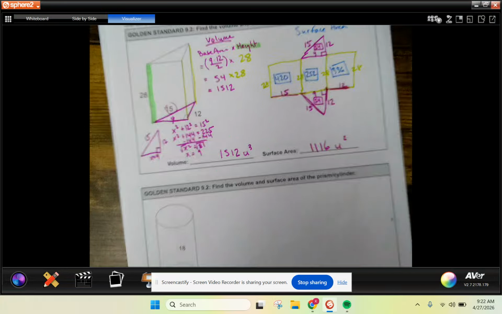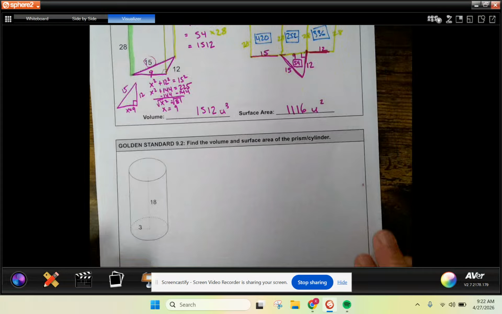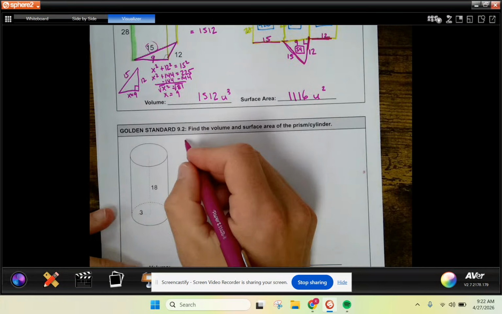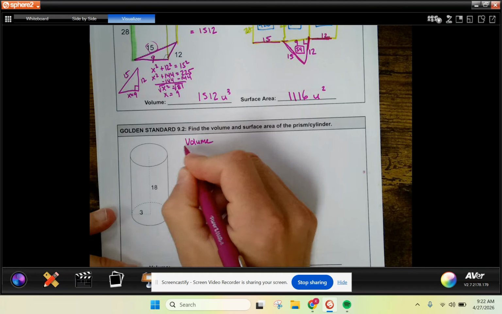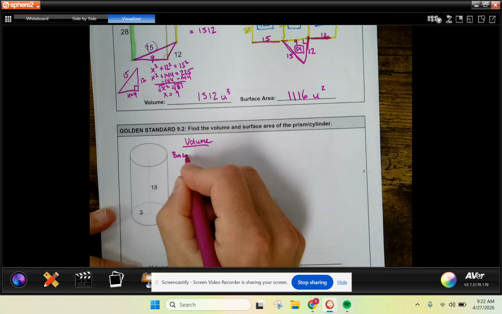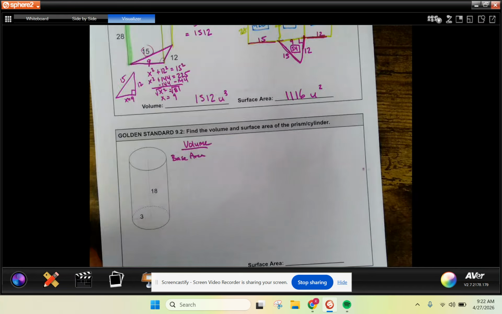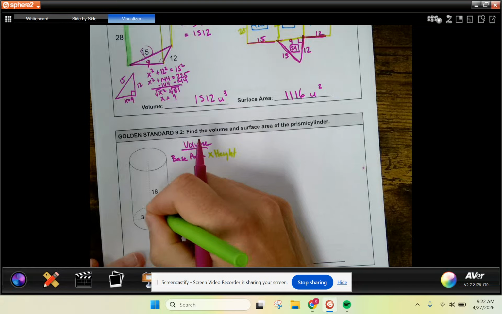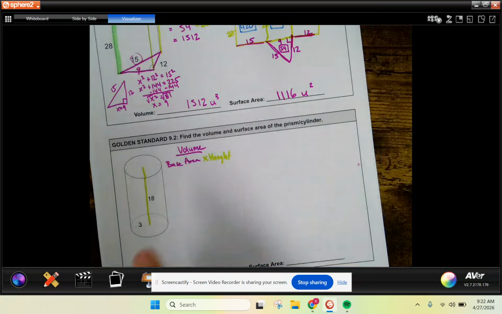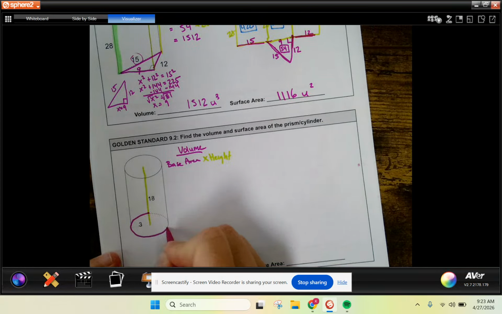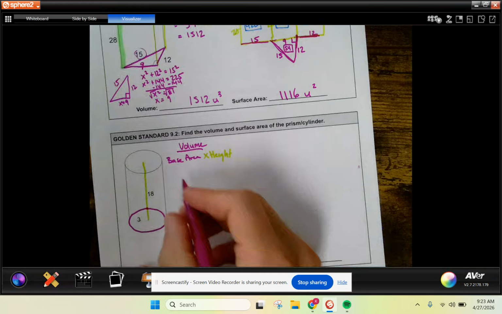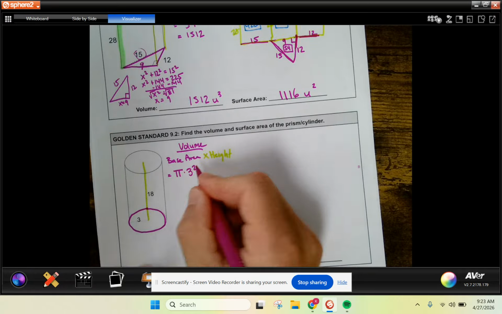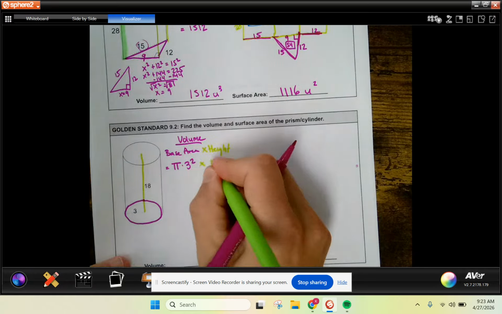Now, you might get a triangular prism, you might get a cylinder. We need to be prepared for both. So, how do we do a cylinder? Well, same thing for the volume. It's the base area times the height. Turns out the height is the distance between the bases, which are these circles. How do you find the area of that base? It's a circle, so the area of the base is pi times the radius squared times our height of 18.